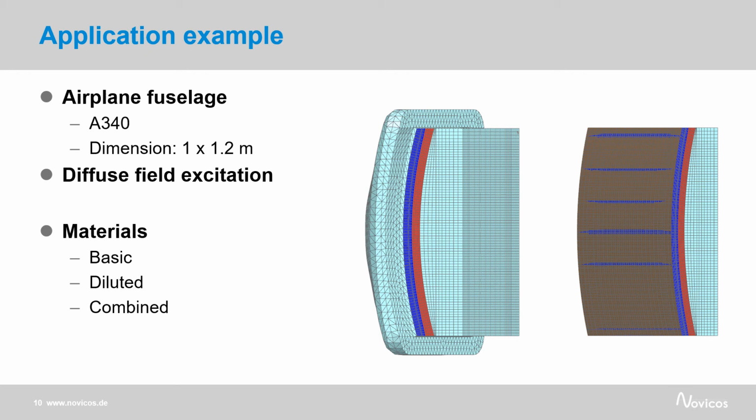The model includes an isolation material of 100 mm thickness, which you can see here in blue and red with each 15 mm thickness. The same material combinations as before were investigated, which means 2 times basic, 2 times diluted, and the combination of both with once basic in front and once diluted as front sample. For all material combinations, the transmission loss is calculated.